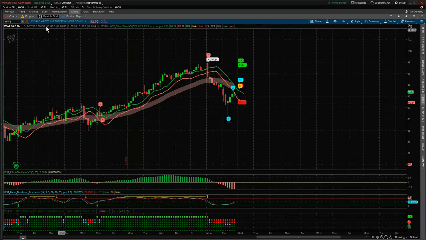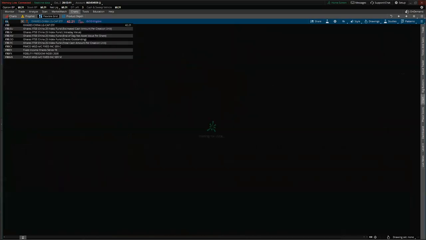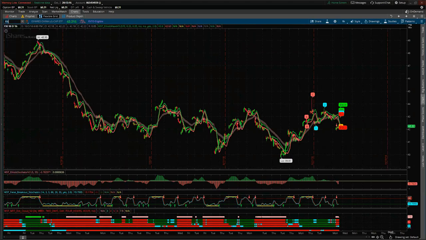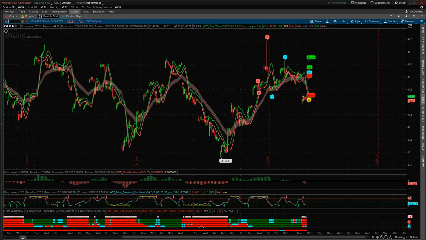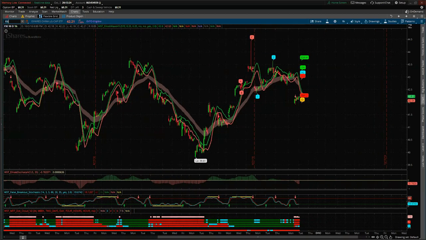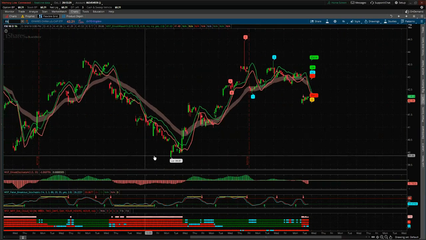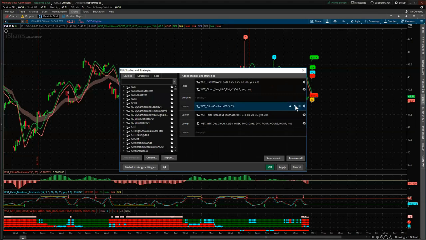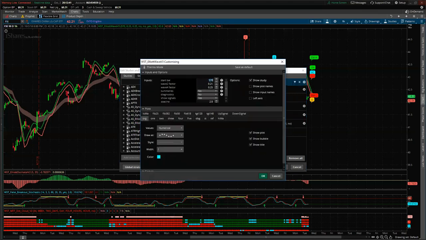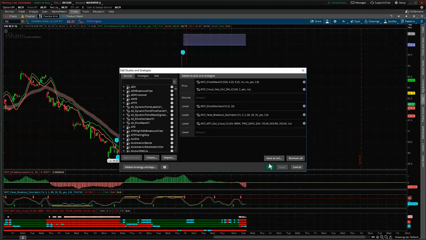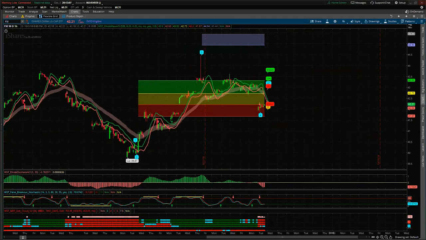FXI, 1 hour. Ooh, that's nasty. We're looking for a morning star tomorrow for a gap up. That is very nasty. Very hard, yeah. I mean, I've got a long-term holding of this tab, but it's not a great intraday trade because we've had the gap down today.